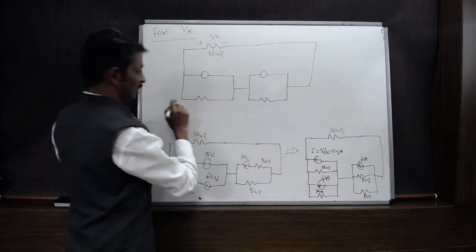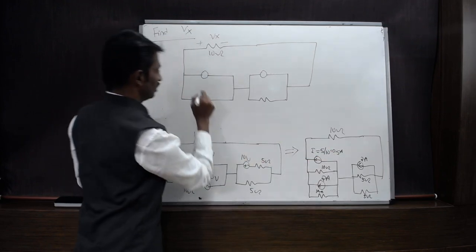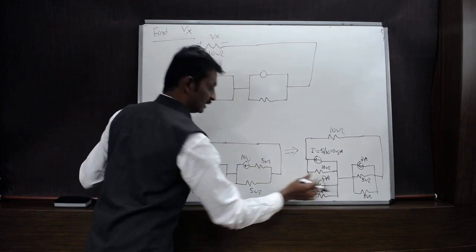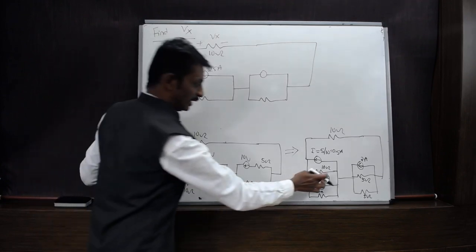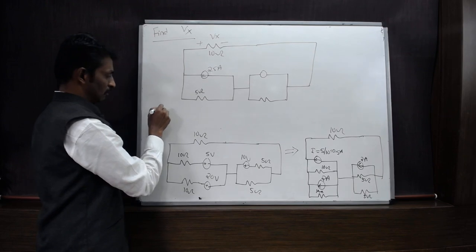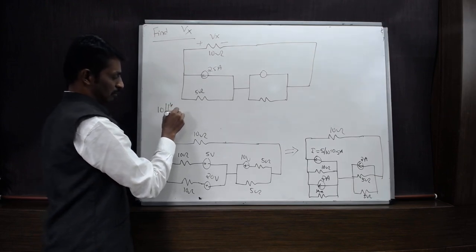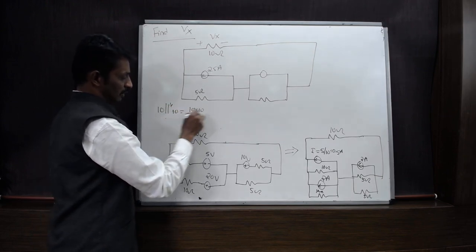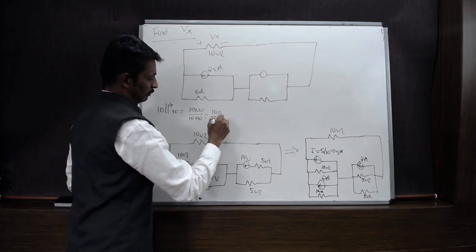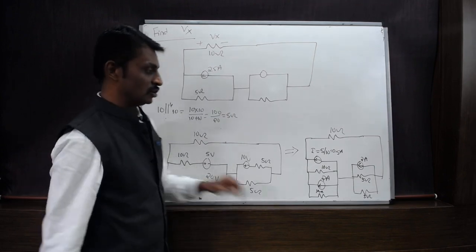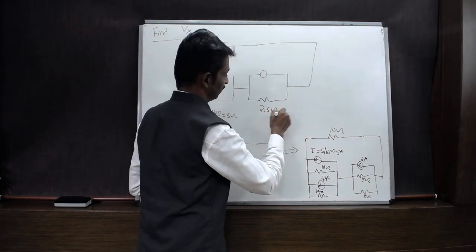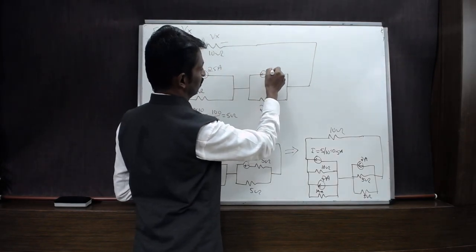The equivalent current will be the sum of 2.5 plus 2 amps, it is 4.5 amps, and both are in the same direction, so both will be added. And 10 ohms parallel with 10 ohms will be 10 into 10 divided by 10 plus 10, so 100 divided by 20, so we'll get 5 ohms. Similarly, 5 ohms is in parallel with 5 ohms, it will become 2.5 ohms, and the current 2 amps.